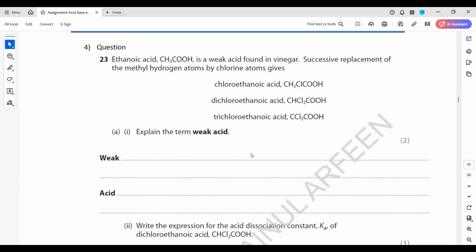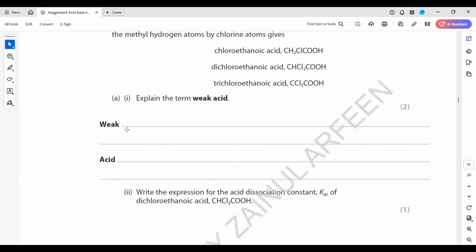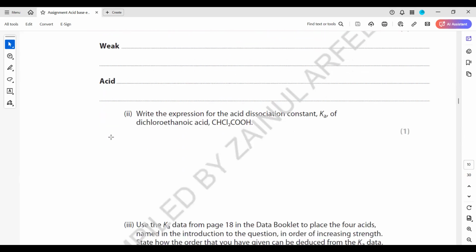So how do we define the term weak? Weak refers to dissociation, and acid refers to the loss of anything which gives out a proton. So we'll say why it is weak: it dissociates or ionizes partially. And why is it an acid? Because it donates a proton. Don't say hydrogen ion, because a hydrogen ion can be positive or negative. If you say donates H plus ion, that is fine, but don't say hydrogen ion, as it can be positive or negative.